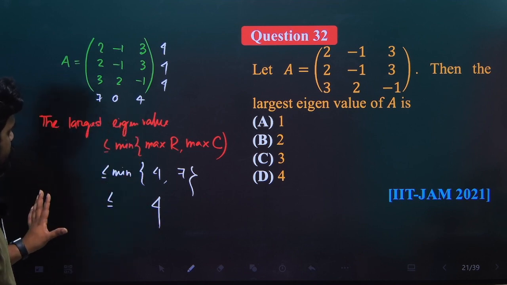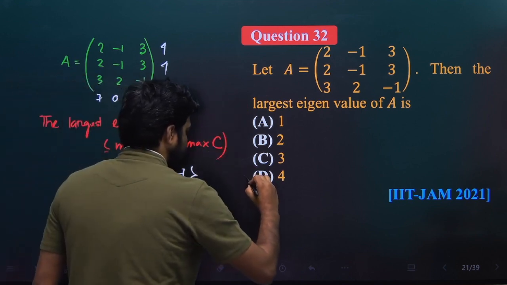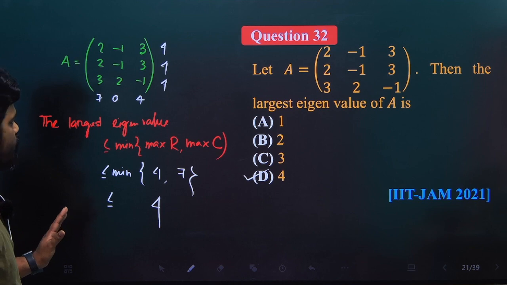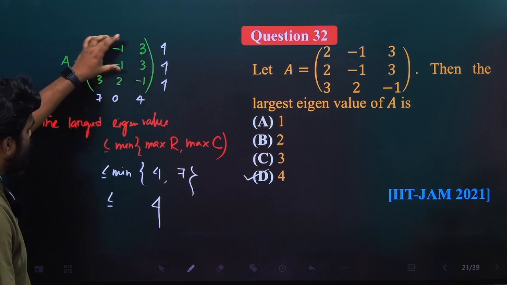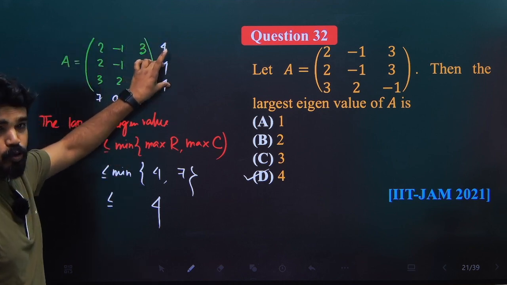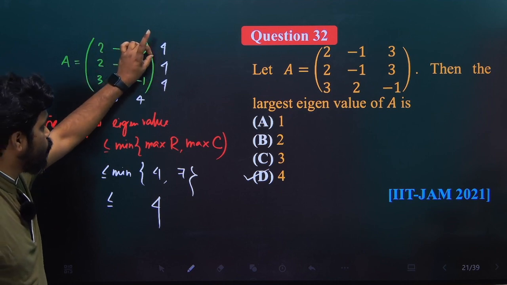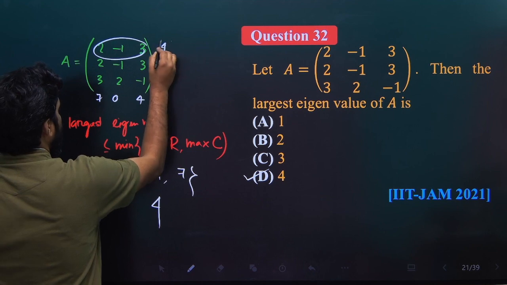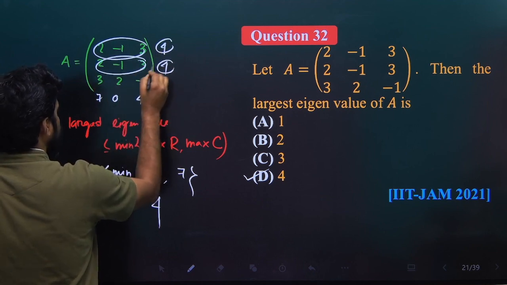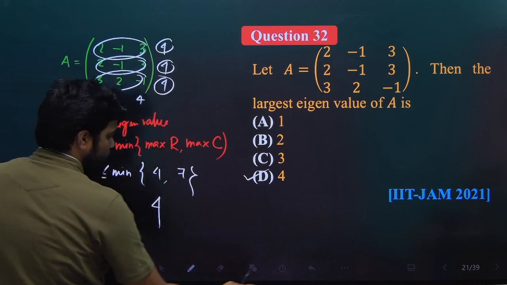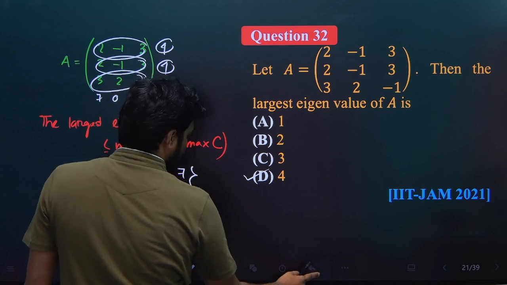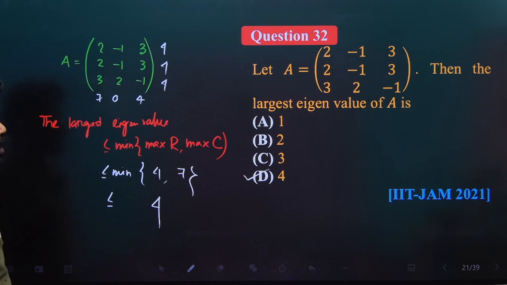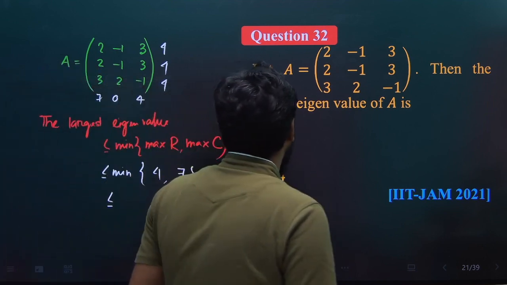So what is the largest eigenvalue? So option D is the correct answer, okay? Obviously that, just see প্রতিটা রো এর সাম করলে দেখো 4 পাচ্ছ, sum of each row is 4, so 4 must be an eigenvalue, okay? So 4 is the largest eigenvalue, okay?